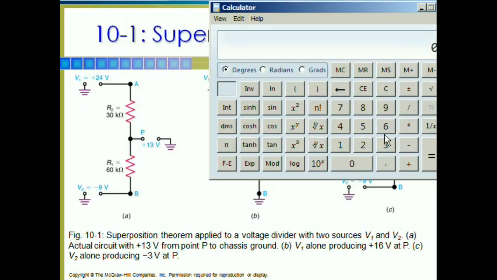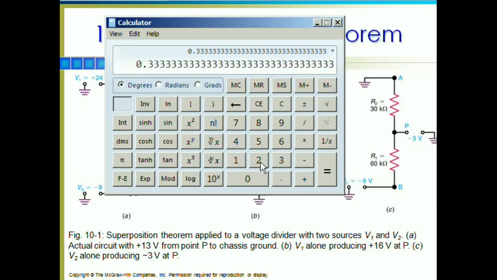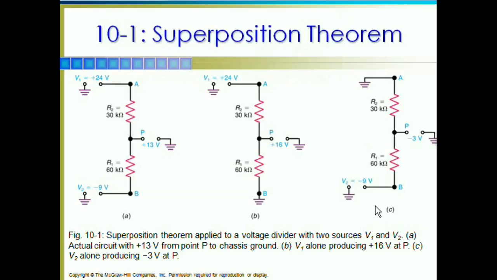$30,000 divided by 90,000 equals 1/3. That's what I thought. Times 24, it equals 8 volts. Well, that's not right. Let's see, oh, I see where I went wrong. I was thinking 24 volts when it's actually minus 9 volts.